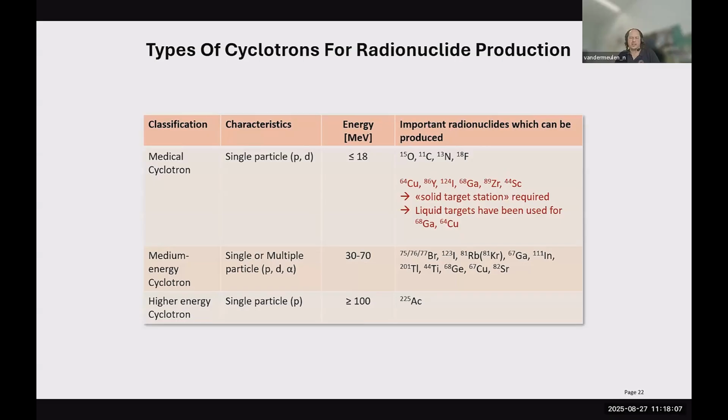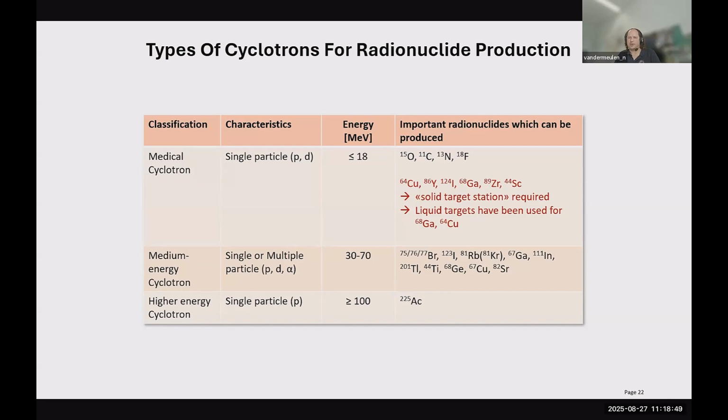Okay, so this is a little table that covers basically what I've stated about medical cyclotrons, what one generally produces. The ones in red are your radiometals that we focus on, and that generally requires what they call a solid target station. There have been liquid targets used, and I've got colleagues in Coimbra, Portugal, who have done a great job producing gallium-68 and copper-64 towards clinical trials using liquid targets.